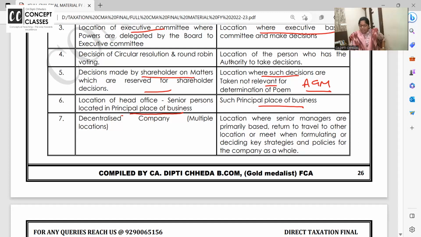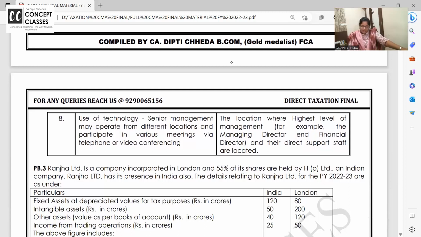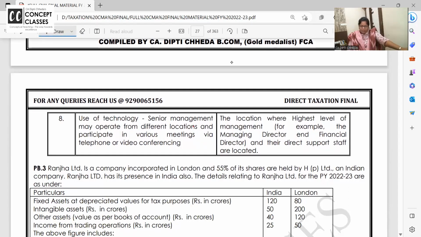Decentralized company, then location where? Sometimes the offices are decentralized and all the major decisions are taken on Zoom and all. Then where the senior managers are primarily based, who travel to other locations and all. So where does the major meeting happen? Senior management may operate from different locations via telephone or video conferencing and all. Then the location where the highest level of the management is.